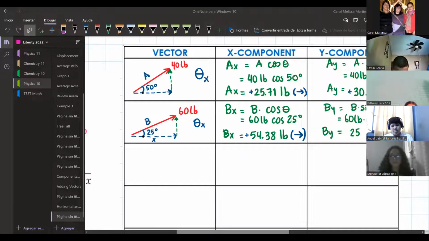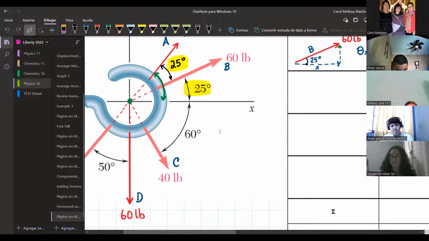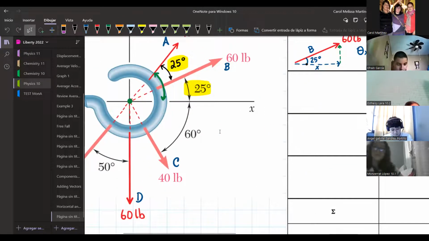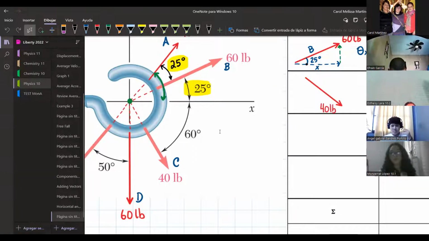Now I finish with the second vector. I go see the third vector. My third vector is the vector C, and it's this one over here. So I will make this sketch. It's coming like this. It is 40 pounds, and it has an angle of 60 degrees. And the angle is located here. I have my vector already there.